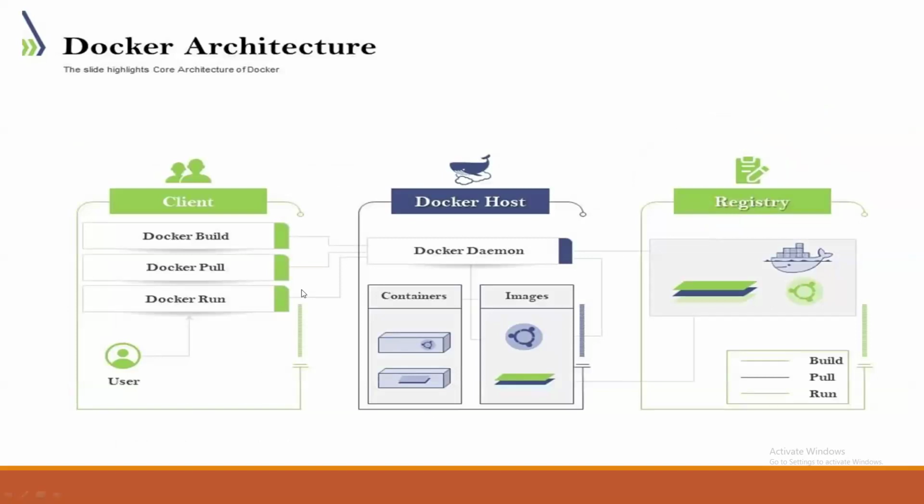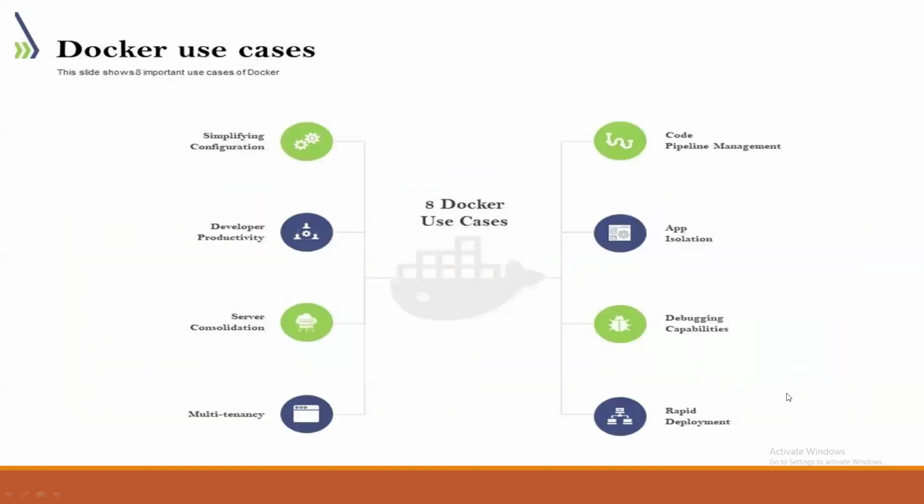So, architecture we already showed, right? Docker build, pull, run. So Docker daemon, containers and images: build, pull, run. So Docker use cases: simplifying configurations, developer productivity, server consolidation, multi-tenancy, code pipeline management, app isolation, debugging capabilities, rapid deployments.